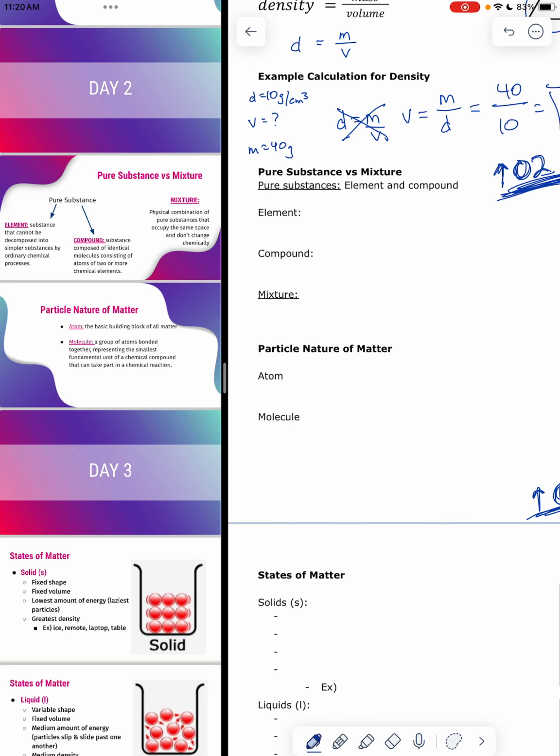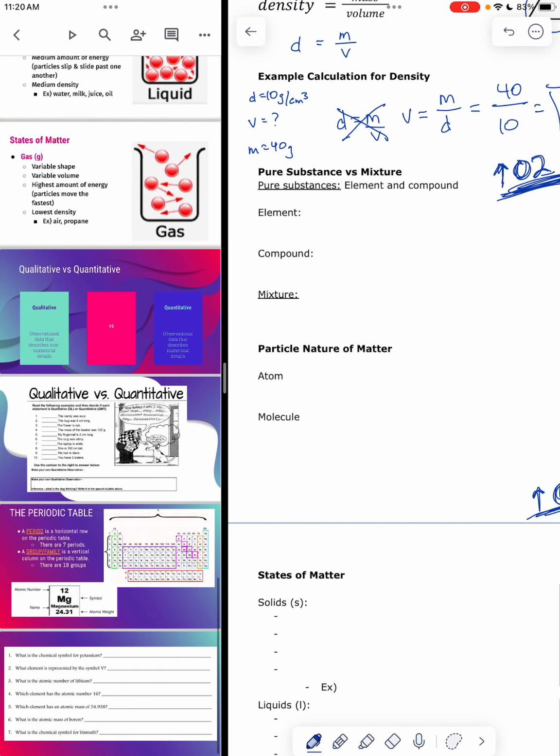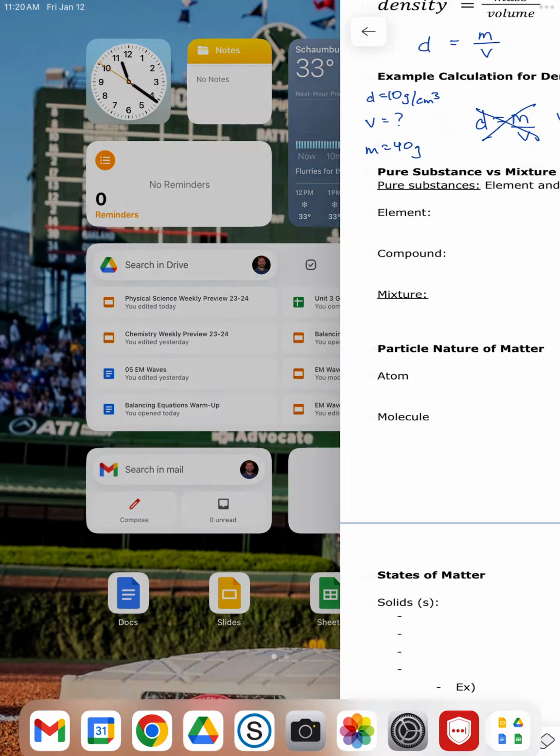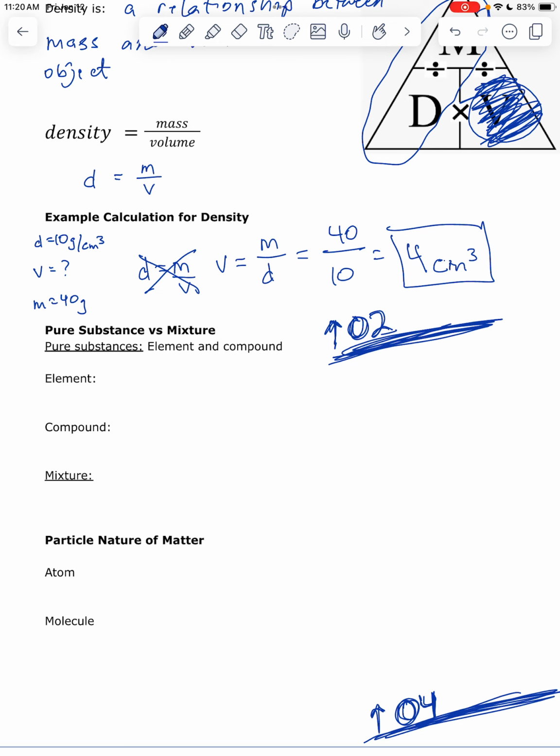I will make some little interjections here and there just so that you have a better idea of the terminology that I'm going to be using. So in terms of this, pure substances, elements, and compounds. Elements are what you see on the periodic table, right?